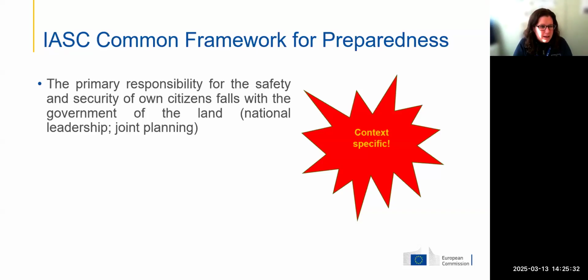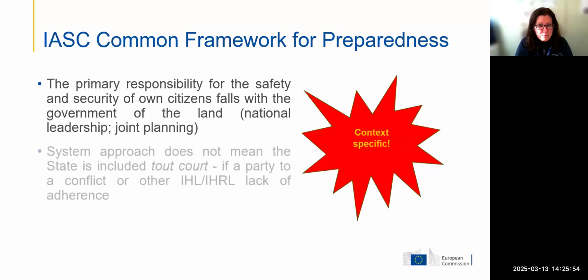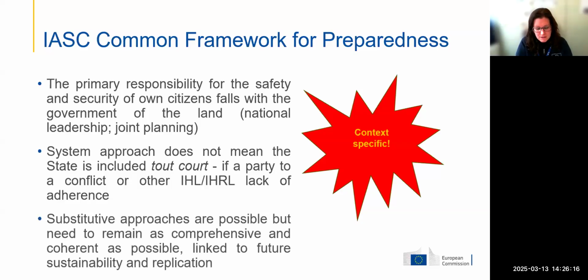So disaster preparedness is aligned with the IASC Common Framework for Preparedness. I'm sure you are all familiar with it, but I want to specifically mention it. The primary responsibility for the safety and security of its own citizens falls with the government of the land, so the national leadership. And that's very important for DG ECHO because we practice it within the European Union borders, and our member states are also taking that part too. So the government, unless a party to a conflict, will bear the primary responsibility for the preparedness and safety of its own citizens. We are not proposing to deliver substitute capacity.